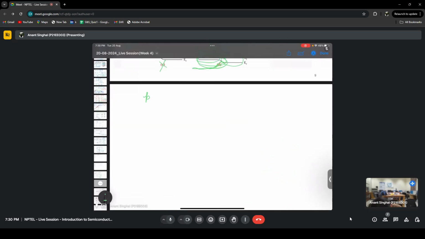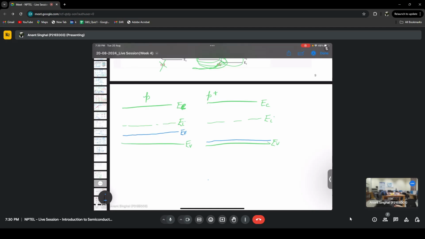So let's say I have P here and P plus here. First of all, I'm making this EC, this is EV, this is EV, this is EC. So for P, let's say I have a Fermi level which is here, EF, and for P plus, I'll have a Fermi level here. What we have seen is the higher Fermi level is always going to go to the lower Fermi level. So this will remain the same.